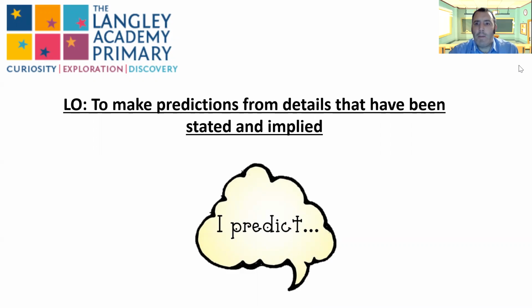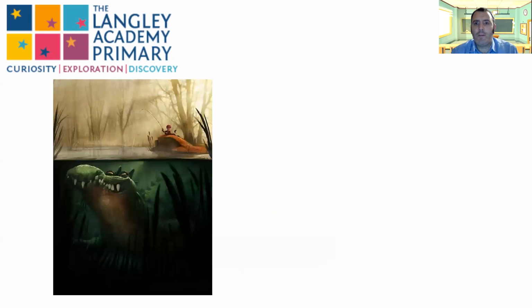Today we're going to be looking at making predictions from details that have been stated, so they're actually written in the text, and implied. If something's implied, it's something we've worked out from what's written in the text.